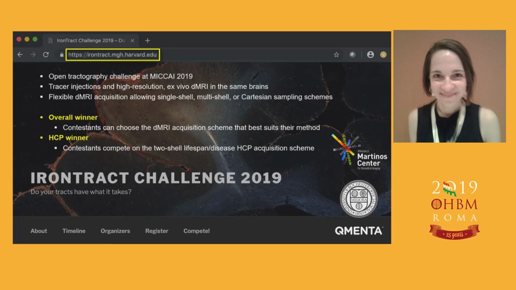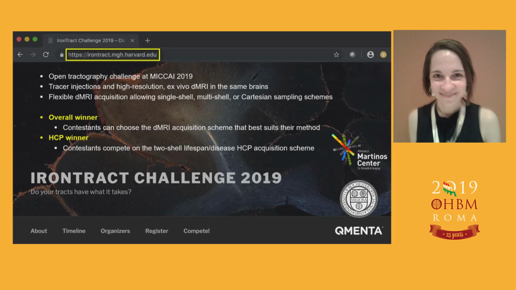And because we're not going to be able to compare all possible methods in this data, we are organizing an open tractography challenge. The website is shown right here, irontrack.mgh.harvard.edu. You can go and sign up and download the training case already. And the first results will be announced at MICCAI this October.